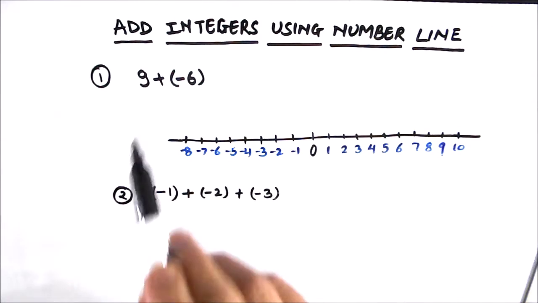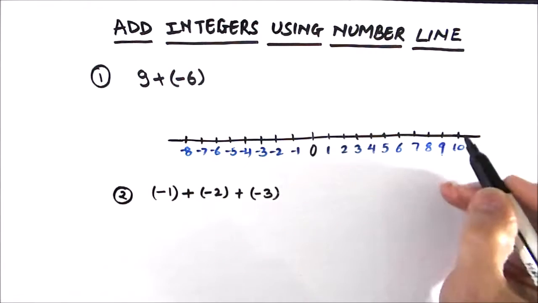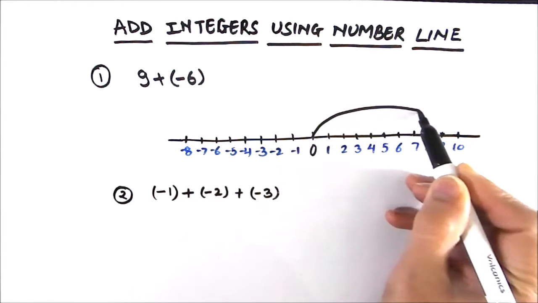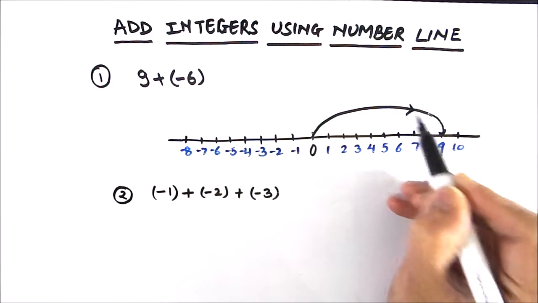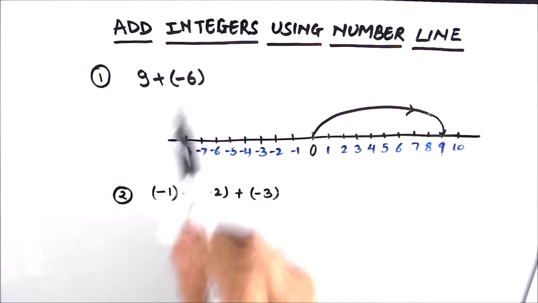Now the first number to add is 9. So we'll start from 0 and move up to 9. So that's 9. This is our 9. We'll draw an arrow here because we are moving on the positive side. And then we have a negative 6.